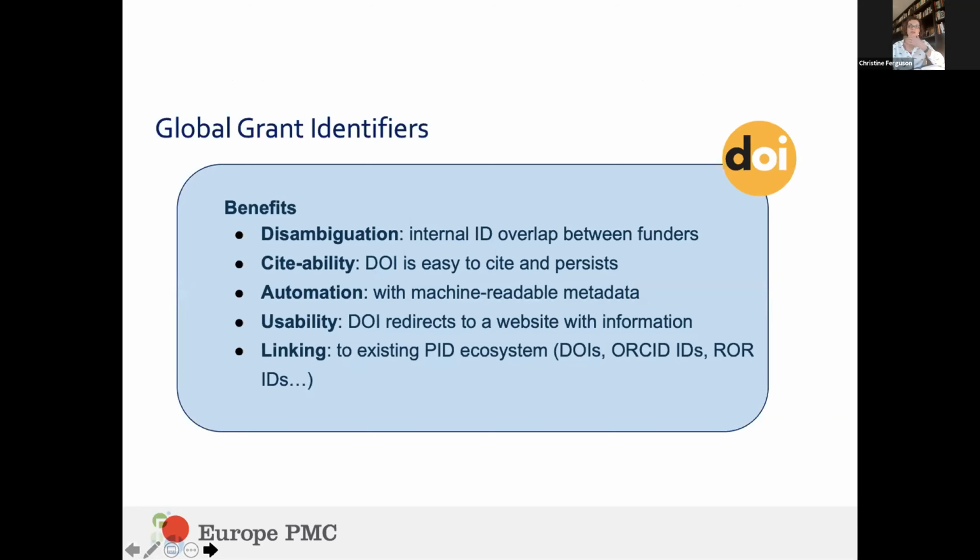The benefits of switching to DOIs are outlined here and include disambiguation, to avoid internal identifier overlap between funders. We've definitely found grants that map to different funders using the same identifier. Other benefits are citability, automation, and usability. DOIs redirect to a website with information, and we're able to link these into an existing PID ecosystem that already contains DOIs. Next slide, please.